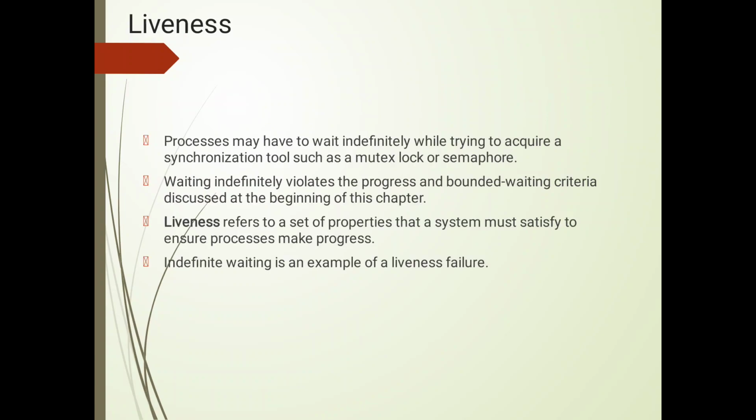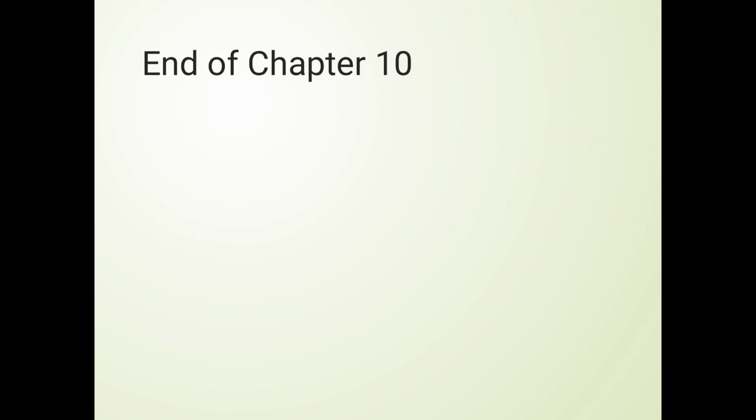Liveness: a process may have to wait indefinitely while trying to acquire a synchronization tool such as a mutex lock or semaphore. So liveness refers to a set of properties that the system must satisfy to ensure processes make progress. Okay, thank you.